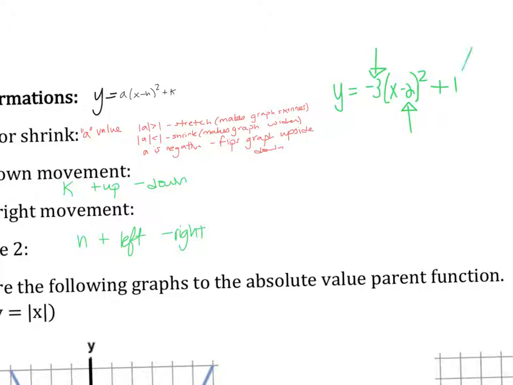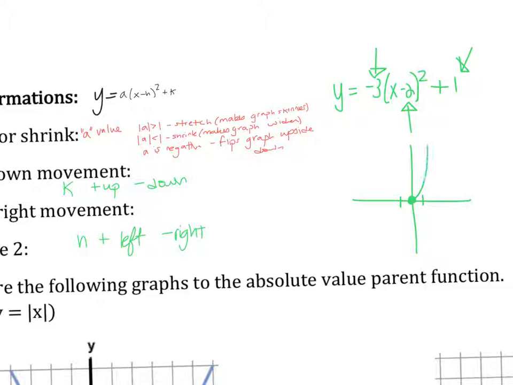And then this number out here tells us it's up and down movement, and it does exactly what you would think. If it's positive, it's going to go up. So this would be stretched, flipped, 2 left, 1 up from the original parent function. So your original parent function starts at 0, 0. That's where your vertex is.